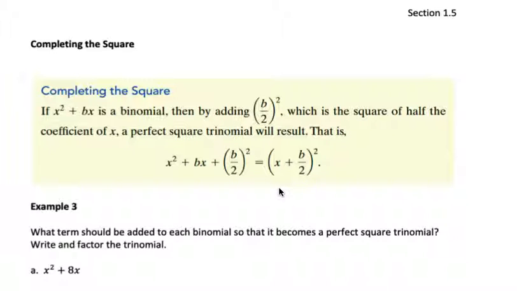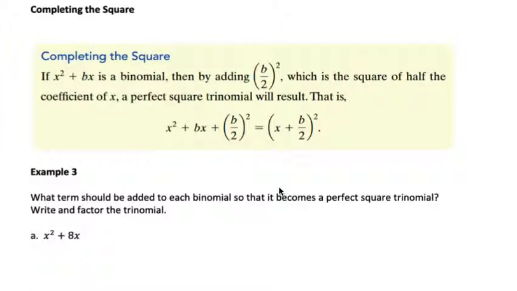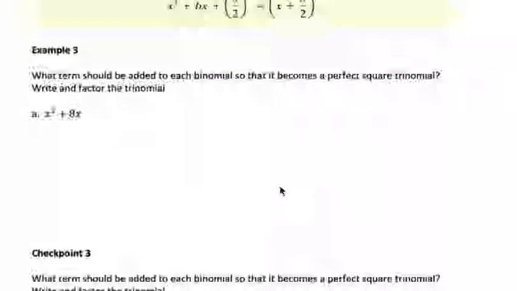So we're going to start with example 3 from the textbook. And we're only going to do part A here because we're only going to do the easier types of these problems. It's easiest if your b is a number so that when you divide it by 2 you get a whole number, or in other words an even number. If b is an odd number, then you get fractions and it's a little bit more ugly. So we're just looking at part A. So the question says, what terms should be added to each binomial so that it becomes a perfect square trinomial? Write and factor the trinomial.